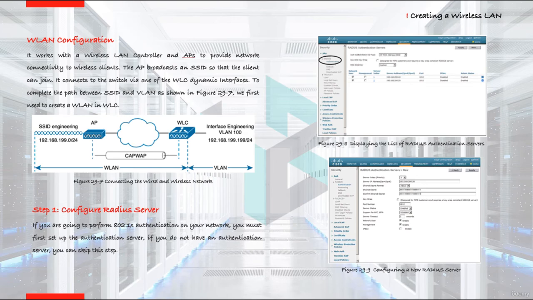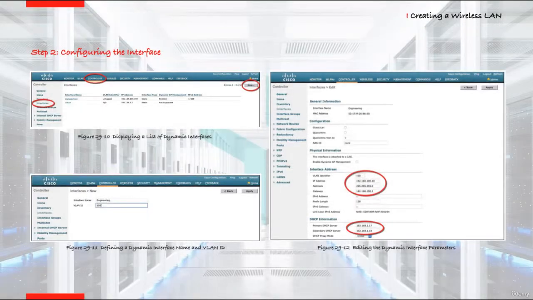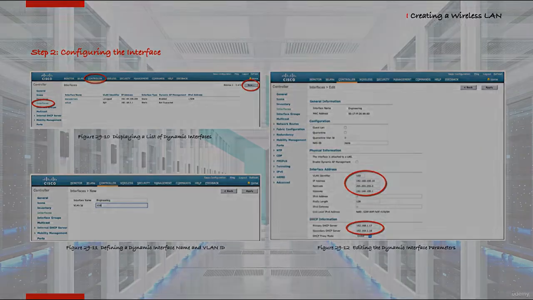First of all, we will configure the Radius server. If you do not have an authentication server on your network, you can skip this first step. I will show you these in a moment. In the second step we will configure the interfaces. If you do not have an authentication server, you can start without configuring the Radius server first.